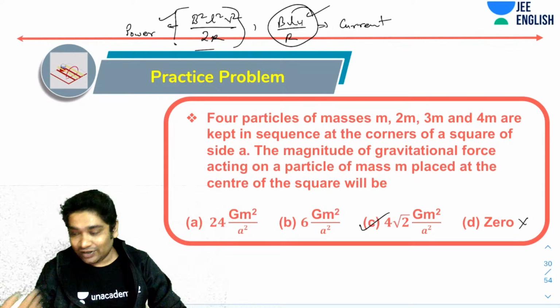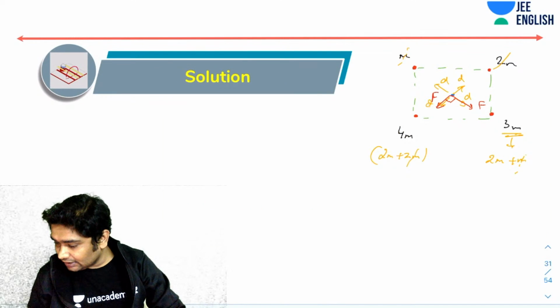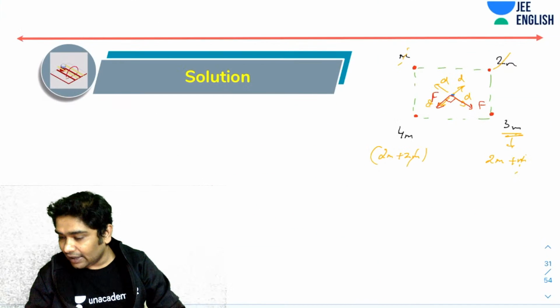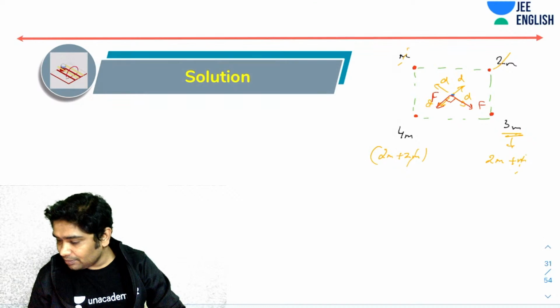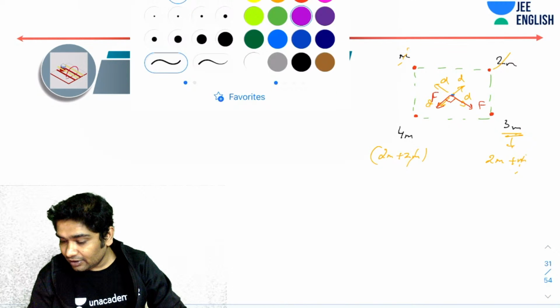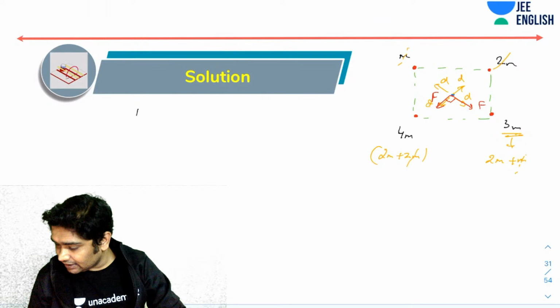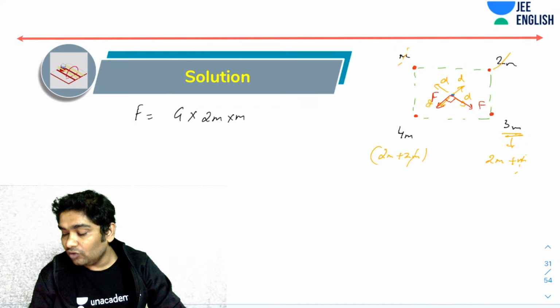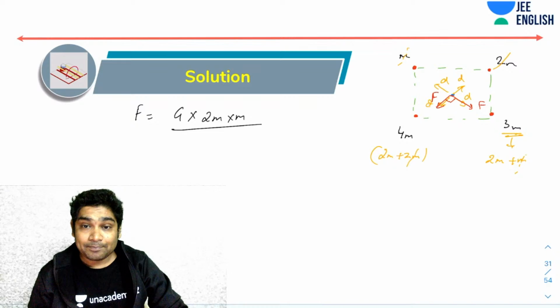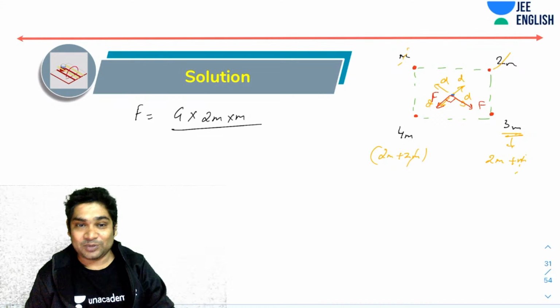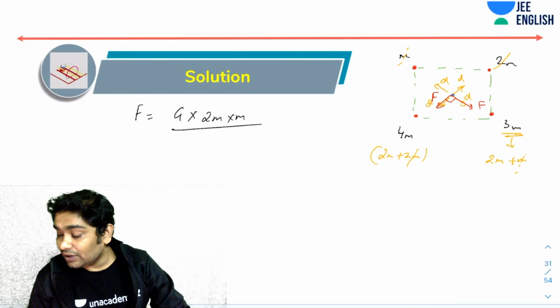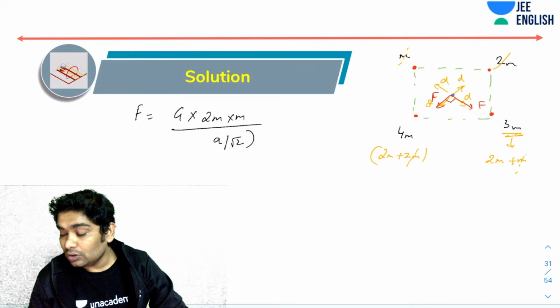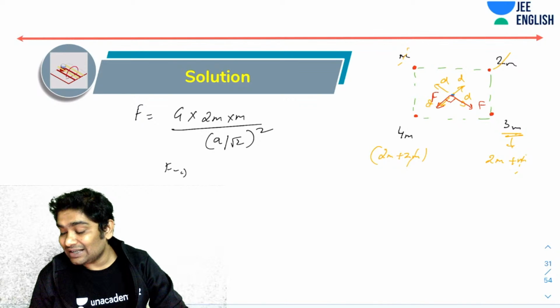Now we can verify that also. You were told that the side of the square is A, so the length of the diagonal... What will be F? F would be G times 2M into M over half the diagonal squared. Yes, Om Prakash, absolutely correct. Half the diagonal squared. Half the diagonal would be A by root 2, whole squared. So F I am getting as 4GM square over A square.